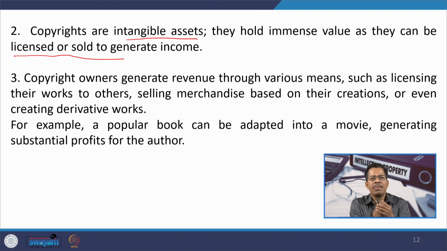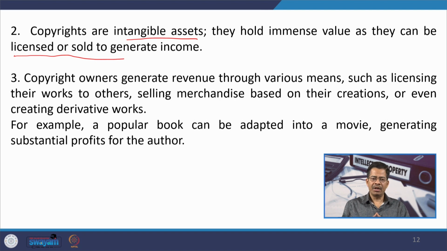You are an author, you are writing a book, generating the copyright of that book. Now, as an individual writing a book, how to use the copyright of that book is up to you. You can go to a printing press, publish that book and start selling it. That is one way that you are maintaining your own copyright and you are earning money by selling that book.